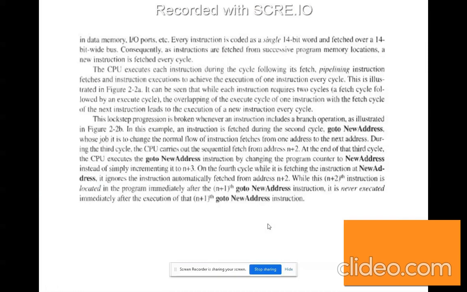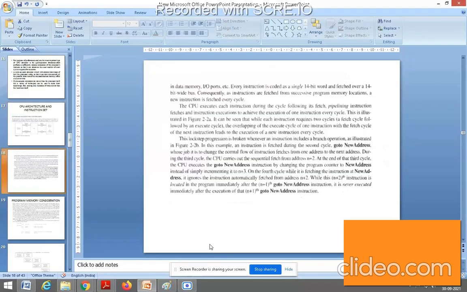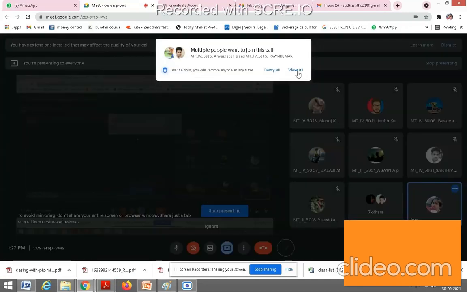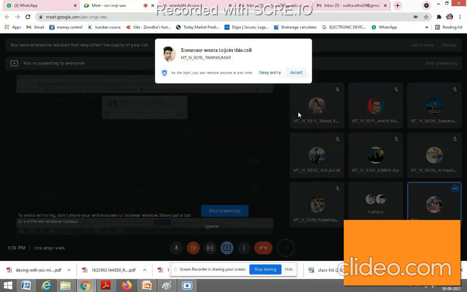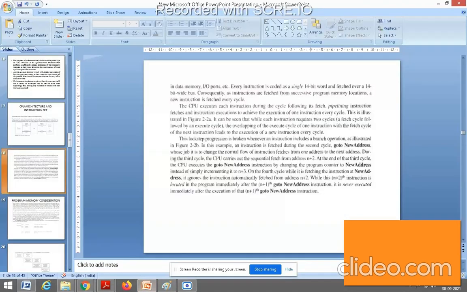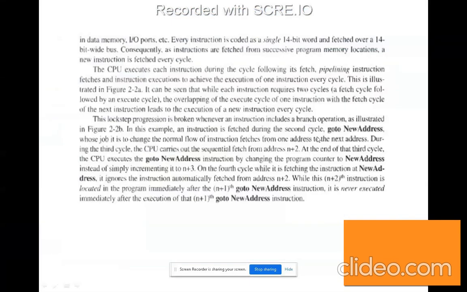Every instruction is coded as a single 14-bit word and fetched over a 14-bit wide bus. That means your bus can fetch only a 14-bit wide instruction. Every memory location's holding capacity is 14 bits, which is why your bus width is also only 14 bits. So consequently, an instruction.